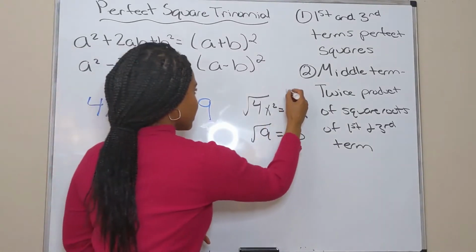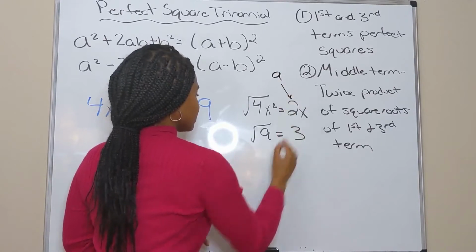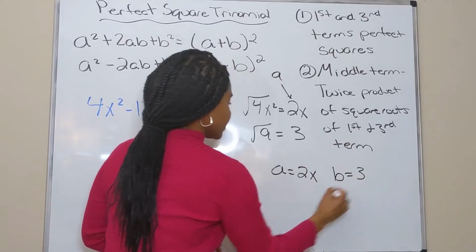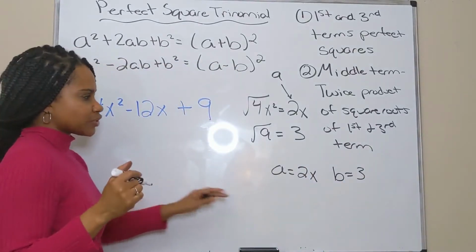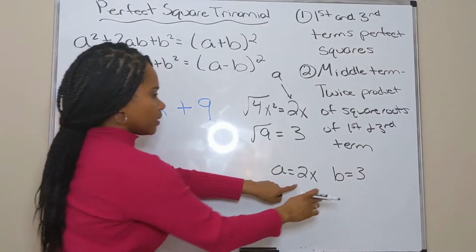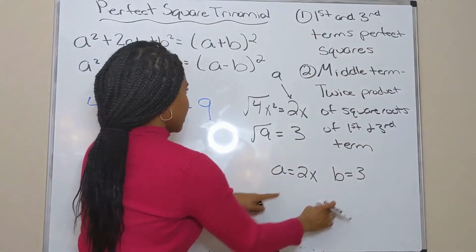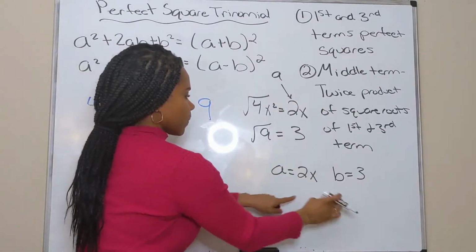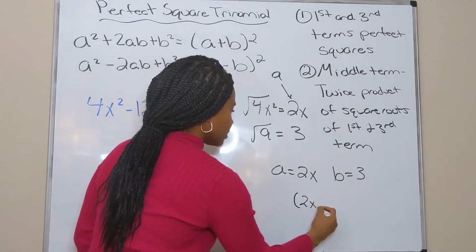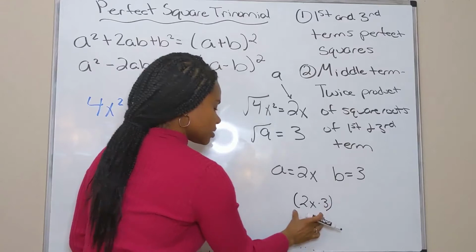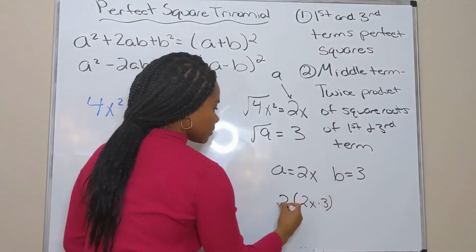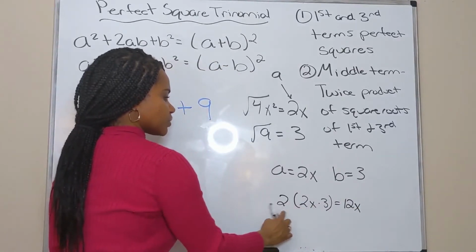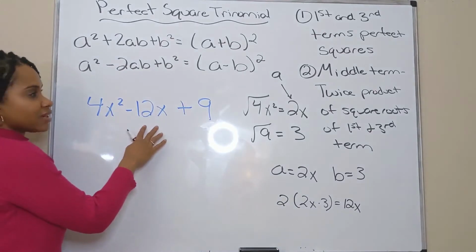So let's identify this. This is my a. So a equals 2x, and b is 3. You could do this mentally, I'm just writing it out to show you. So a is 2x and b is 3. And that middle term has to be twice the product of the square roots. So I've taken the square root. 2x times 3 is 6x, right? It has to be twice that. So that would be 12x. 2x times 3 is 6x, times 2, that is 12x. And so it meets the conditions.